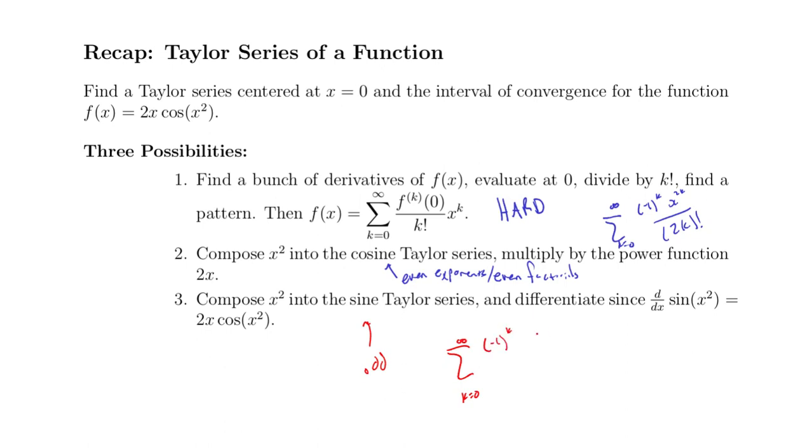That's negative 1 to the k times x to the 2k plus 1 all over 2k plus 1. And you could notice that if we look at the derivative of sine of x squared, the chain rule says that that's 2x cosine x squared. So you could compose x squared into this sine Taylor series and differentiate it. We found out last time in our properties that we can integrate and differentiate Taylor series or power series pretty well.